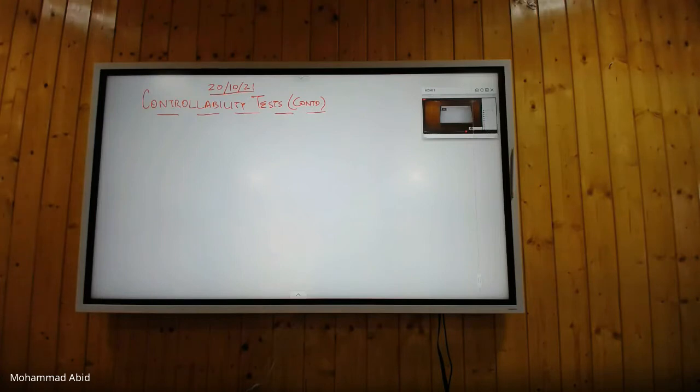Good morning and welcome back. So last time we were discussing these controllability tests. We have already discussed one part of the theorem. The second part of the theorem will be proved today. So what did we prove last time? Anybody?